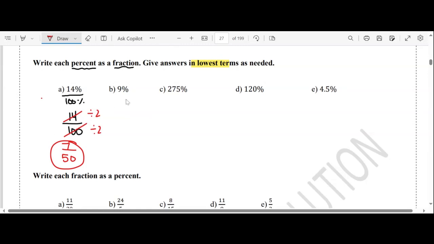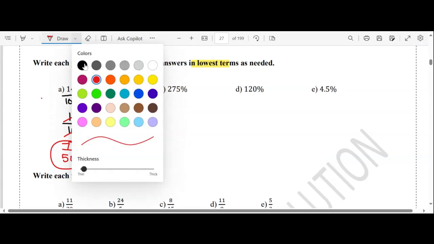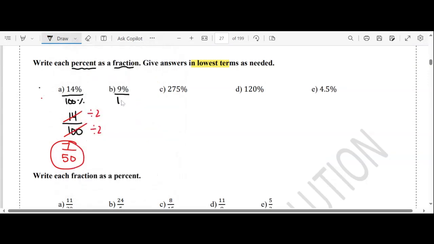Clear? And you do the same thing here. What should I do? 9 by 100. Divide by what? 100%. Cancel the percent with the percent. You get 9 over 100. Can I reduce? No. So that's your final answer. Can you do the next one? Yalla, do it inside your notebook.